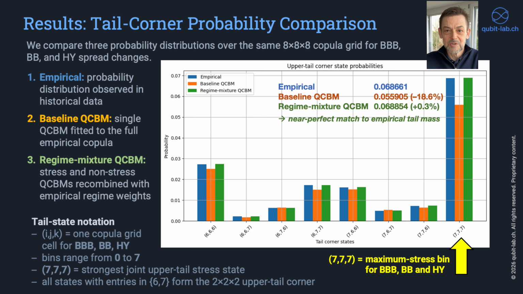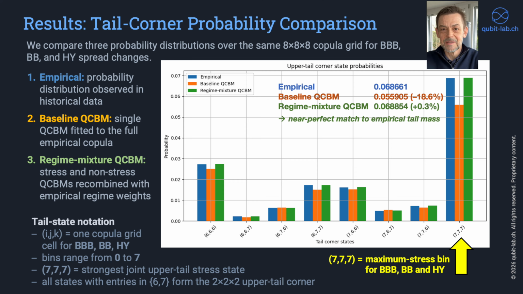Here we compare 3 distributions on the same 8 by 8 by 8 copula grid. First, the empirical distribution directly observed in the data. Second, a baseline QCBM trained on the full empirical copula. Third, a regime mixture QCBM, where separate stress and non-stress QCBMs are recombined using empirical regime weights. The notation IJK denotes 1 copula grid cell for BBB, BB, and high yield.